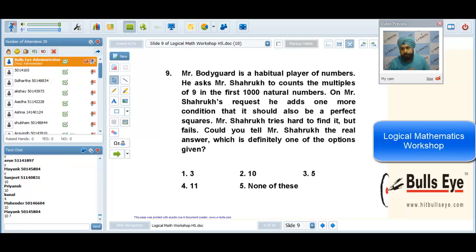Let's see guys. So answer is 10, 11, 5. Sanjeet, your answer is none of these. How many values are there? So you have already found 10, so you are saying more. Okay.